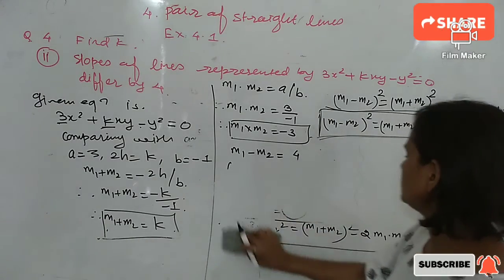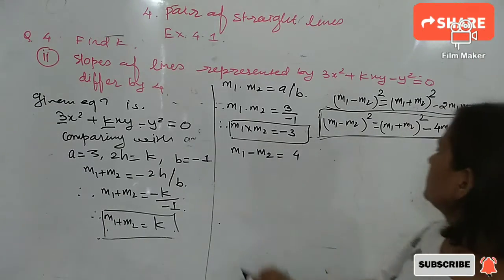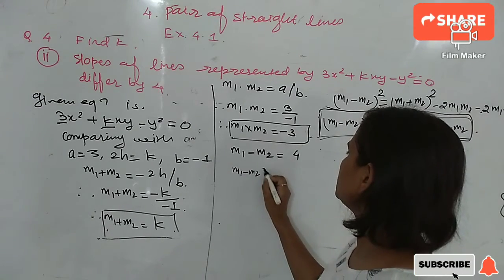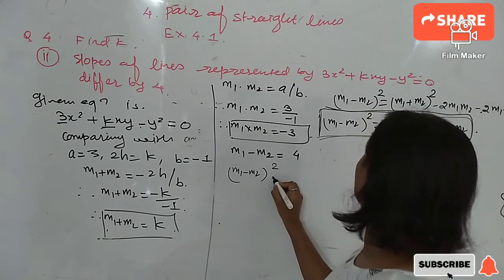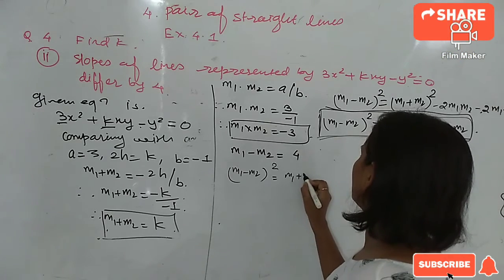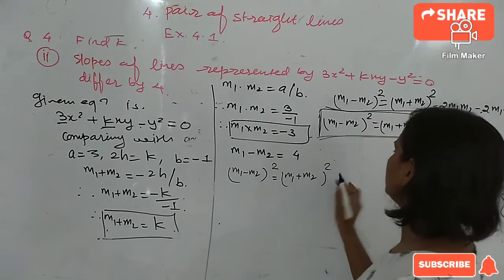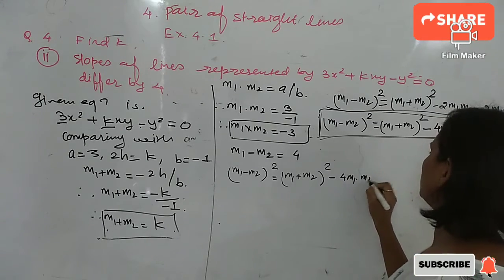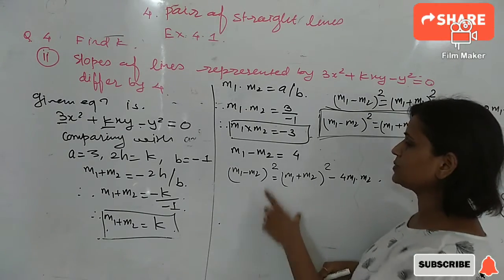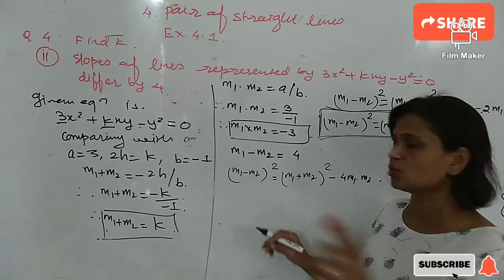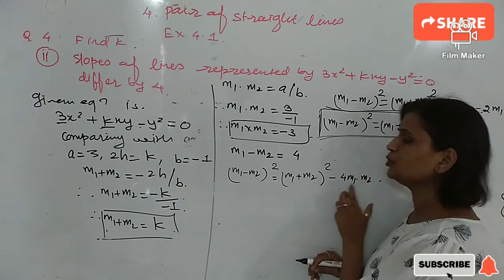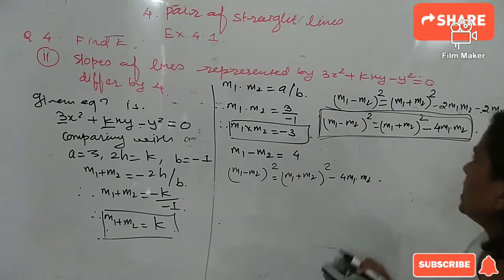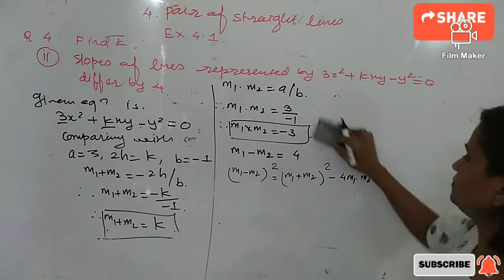So I am just using this formula here. And what is the formula? (m1 minus m2) whole square is equal to (m1 plus m2) square minus 4 m1 into m2. So skip this whole step and just go with this formula. You have to use this formula, and put in the values from here.